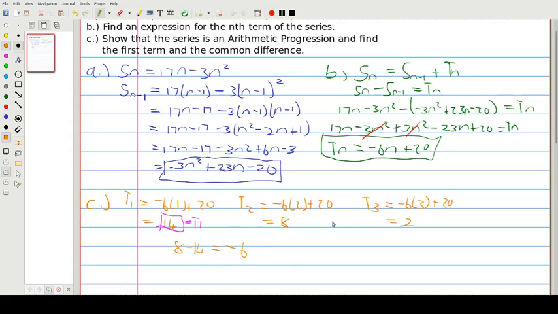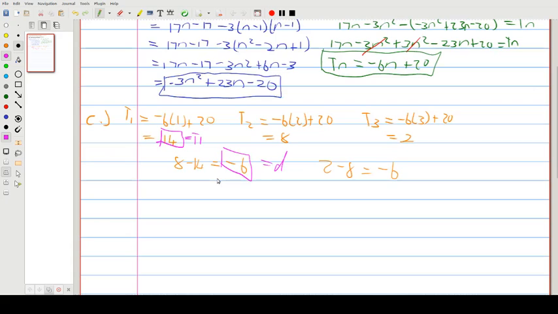So that's the difference. Is it common? Let's check. Is 2 minus 8 the difference between these two? That gives us negative 6 as well. So yes, we have a common difference, and that common difference is negative 6. To show that it is arithmetic, let's show it slightly more formally by showing that the difference is common.